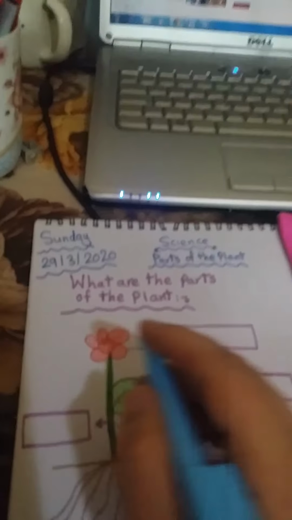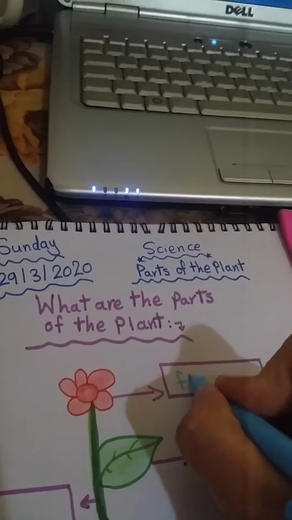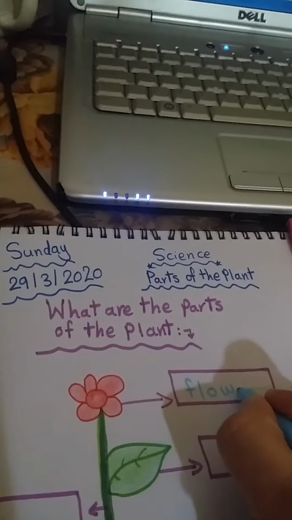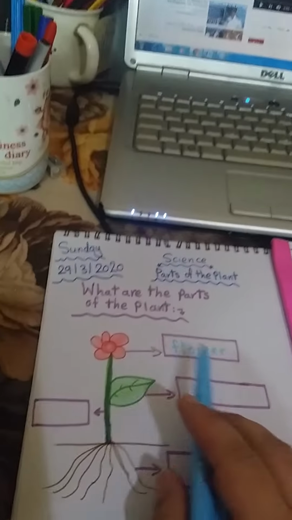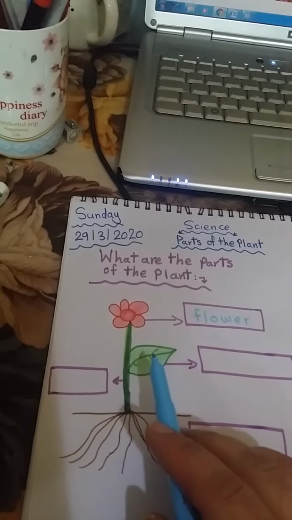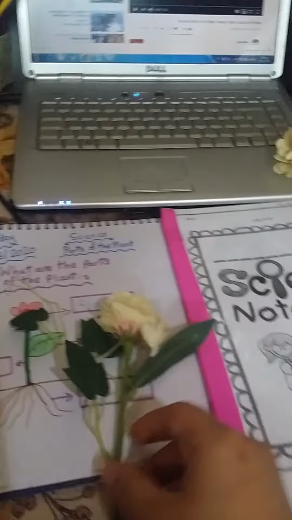What is this? Flower. Repeat after me. Flower. Flower. Flower. And what is this? Leaf. Here, the flower has leaf.